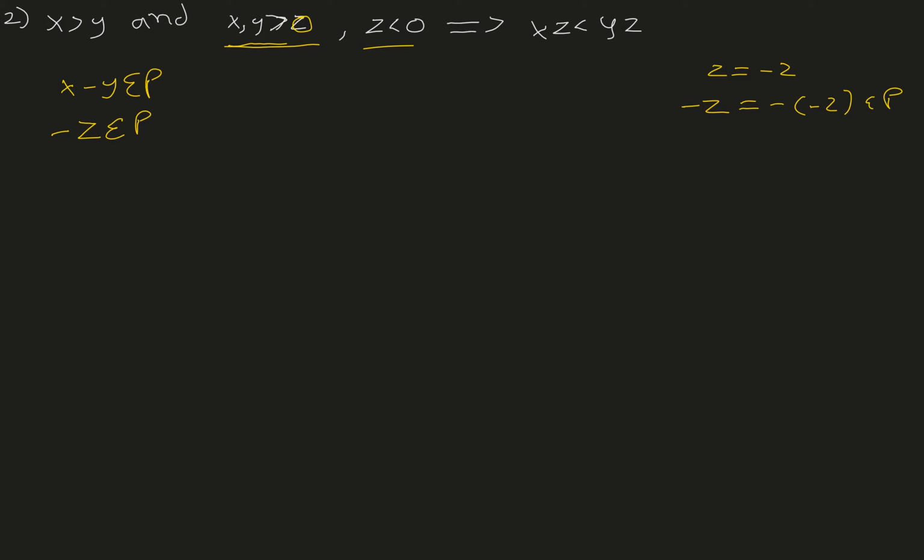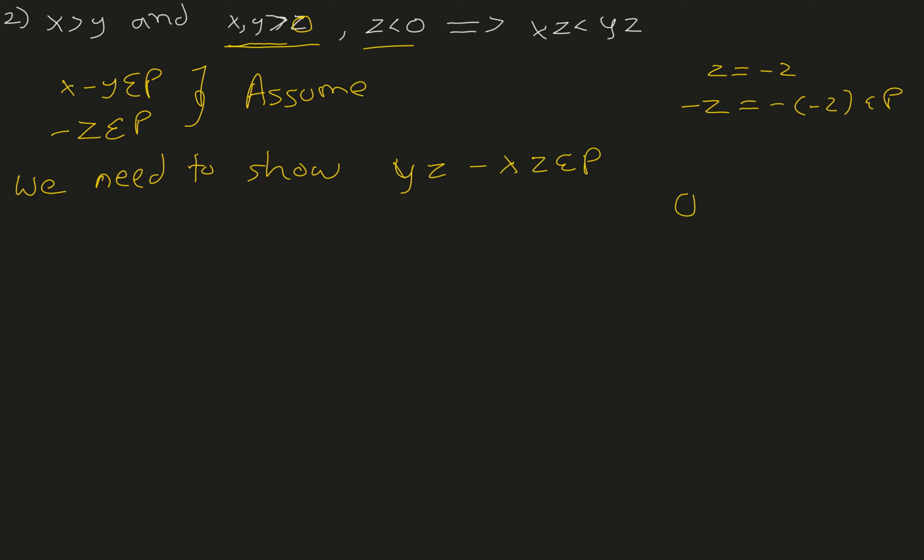So negative z is in P, and we can assume this, we've been told this. We need to show that xz is less than yz, which can be written as yz minus xz being in P. So we'll use OM again. Since x minus y is in P and minus z is in P, we'll multiply both of them together, and we'll still get an element that is in P. That's what OM guarantees.